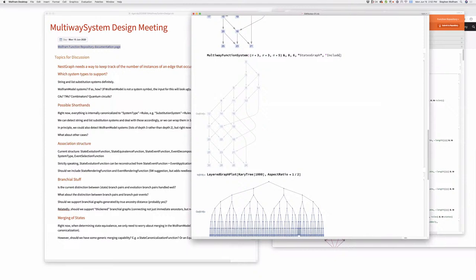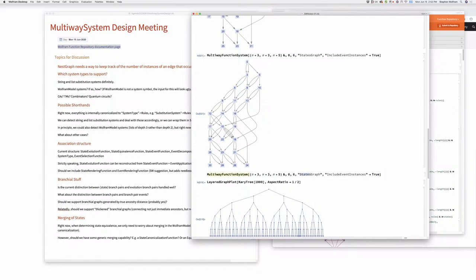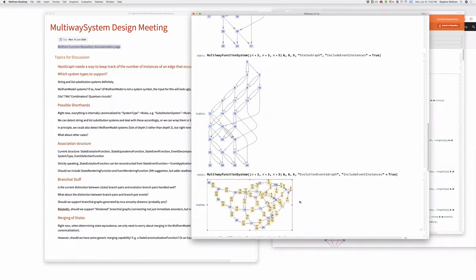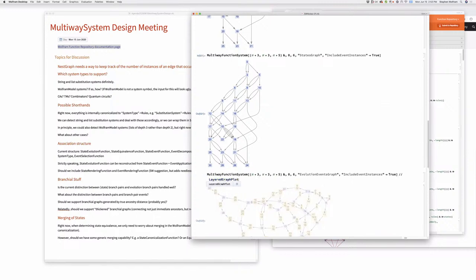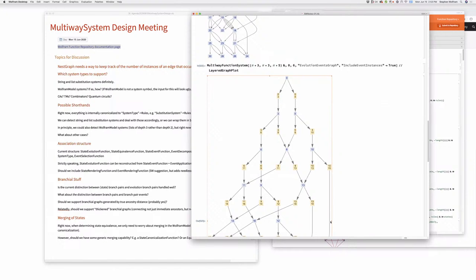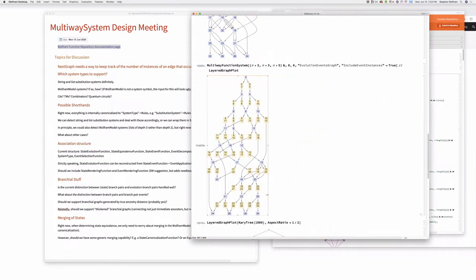Okay, so what are you saying? Include event instances. This is where you'll see it differs from the nest graph output. Right. So that's showing multiple events. Now if I were to say evolution events graph, which didn't do layering, but this is now showing, I see. And then if I say, I just have to say layered graph plot there. Right. So that's now showing the events. That's pretty nice.